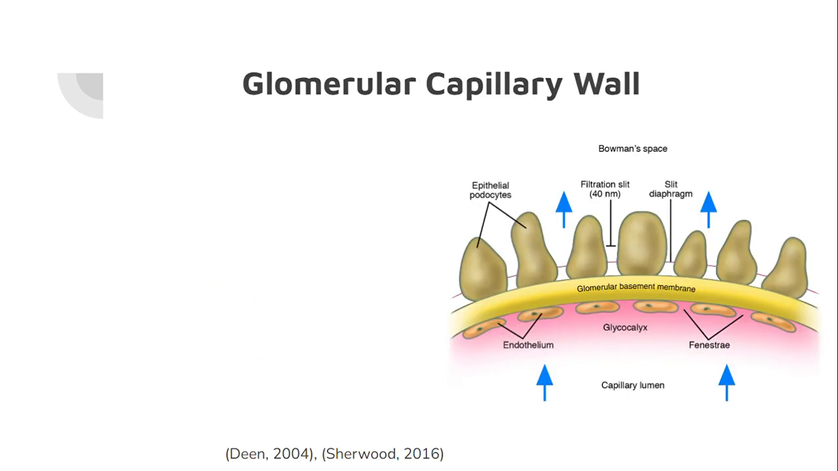So the first layer is the glomerular capillary wall. This is comprised of a single layer of endothelial cells that are kind of pancake shaped. Okay, they're not big fluffy cells. They're just a single layer of flattened pancake-like cells.